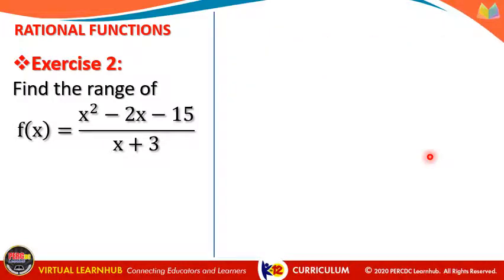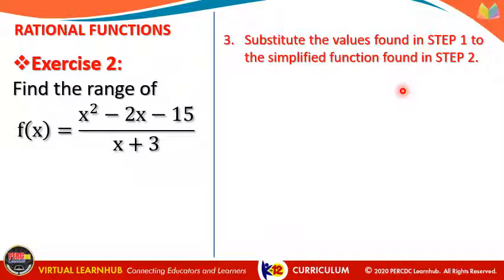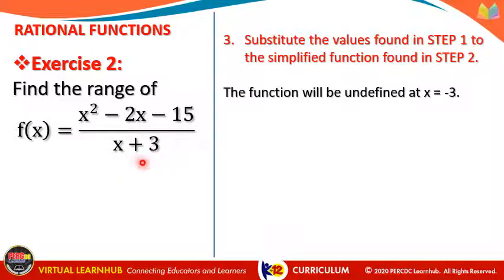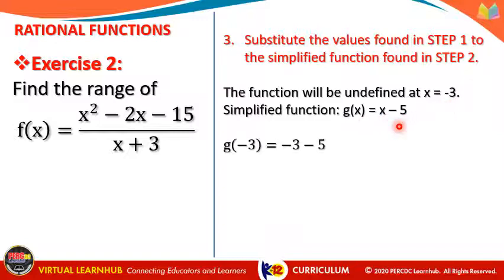Step 3, i-substitute yung x na nakuha natin sa step 1 sa simplified function na nakuha natin sa step 2. Again, ano yung magpapa-0 sa denominator? It's negative 3. Ano yung simplified function kanina? It's x minus 5. So, ang gagawin natin, yung negative 3, isa-substitute natin sa x minus 5. If you do that, solving for the answer, we will get negative 8.